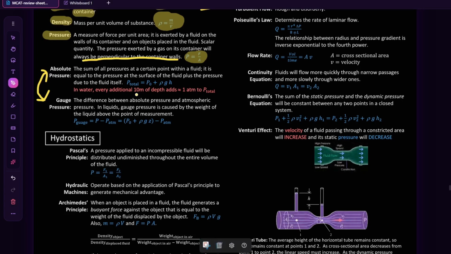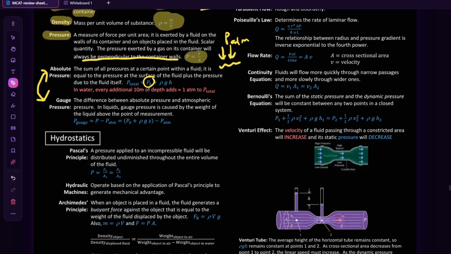So just by living, and then there's water, there's already atmospheric pressure. P at PATM, atmospheric pressure, is equal to the pressure at the surface plus density times gravity times height. So absolute pressure is the total of everything: the atmospheric pressure plus the pressure added by the fluid itself.